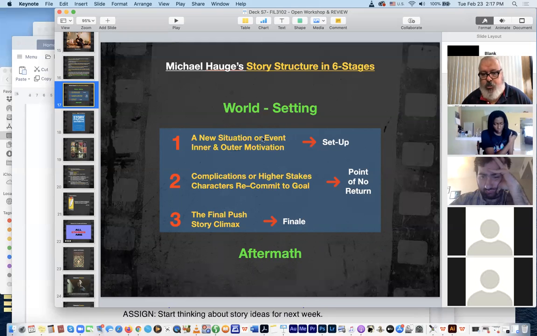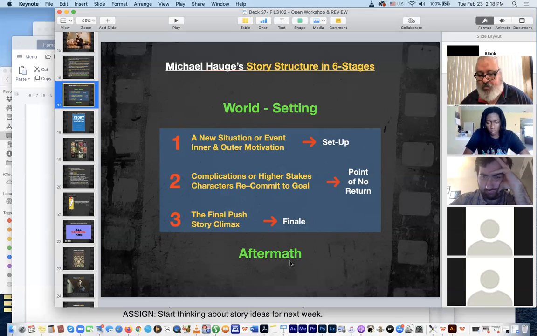Okay. A new situation or event, inner and outer motivation, 2 stages within the first act, excluding the world. The second act, complications and higher stakes, and characters recommitting to the goal. That's the middle. And then the end, the final push and the story climax that represent the finale in Act 3. So you can have the 6 situations superimposed over Act 1, Part 2, and Act 2, and then Act 3, Part A, or Part 1, right?